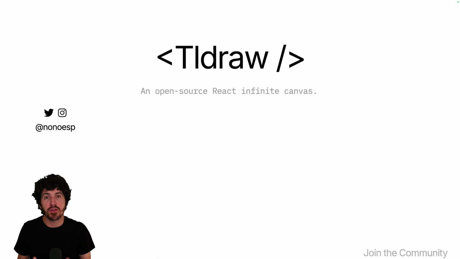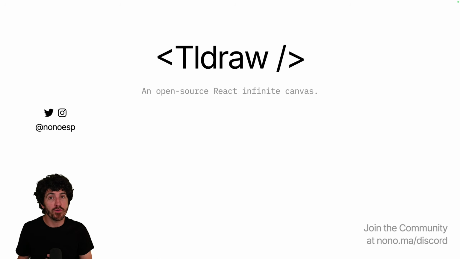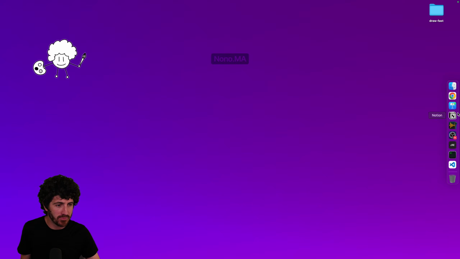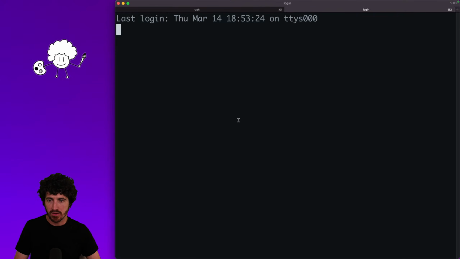Hi everyone, it's Nono here, and this is a hands-on overview on how you can use the Tldraw open source React component to add an infinite canvas for diagramming, drawing, or anything you want to do in your application. All right, so the first thing I'm gonna do is create here.